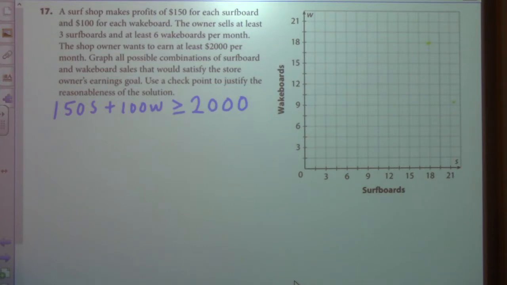So what do you want to do? You want to go ahead and graph this one first, or you want to look at the other ones first? Should we do this one? You want to just graph this first? Okay, we can do different things. So how are you going to graph this thing? So W is the y-axis, right? So if we're going to put this in slope-intercept form, we're going to want to solve for y.